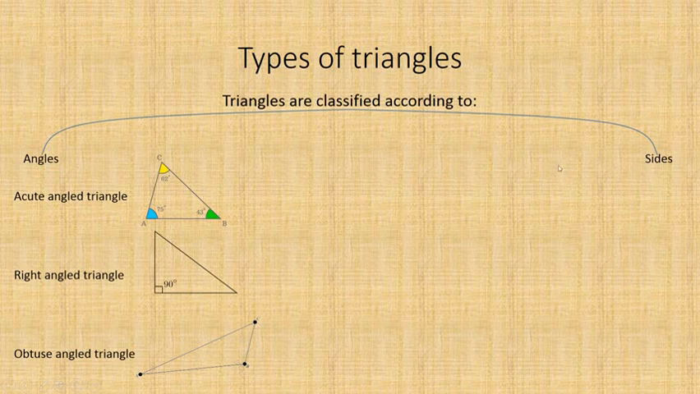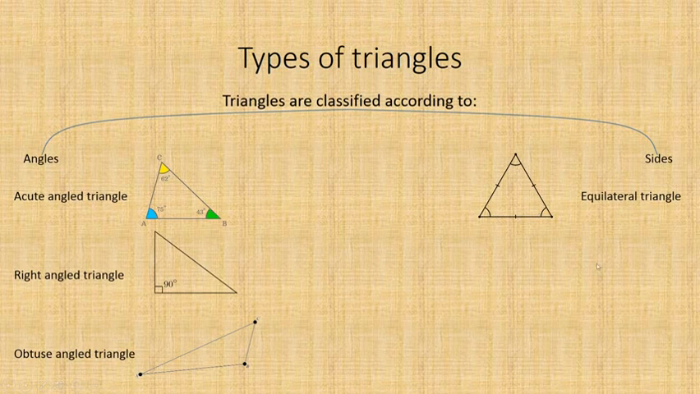Okay, the second classification is according to its sides. The first one in sides is the equilateral triangle. Equilateral triangle means it has three equal sides. All the three sides are equal. And let me give a note here. In the equilateral triangle, all the sides are equal, and also all the angles are equal. It means each angle here is 60 degrees. So this is 60, this is 60, and this is 60.